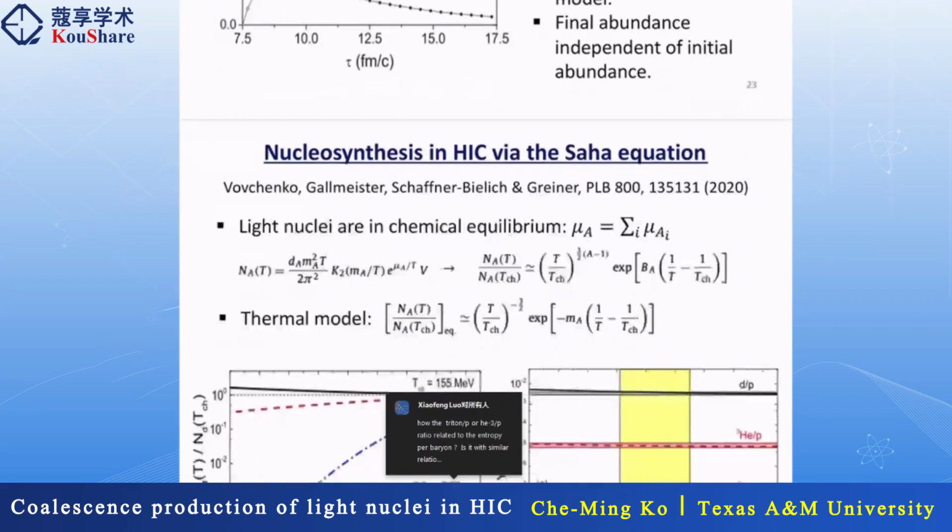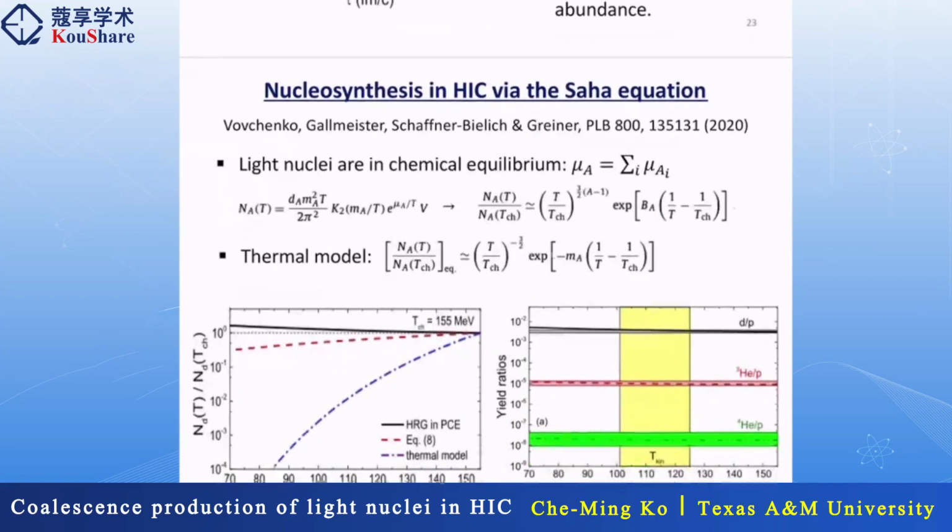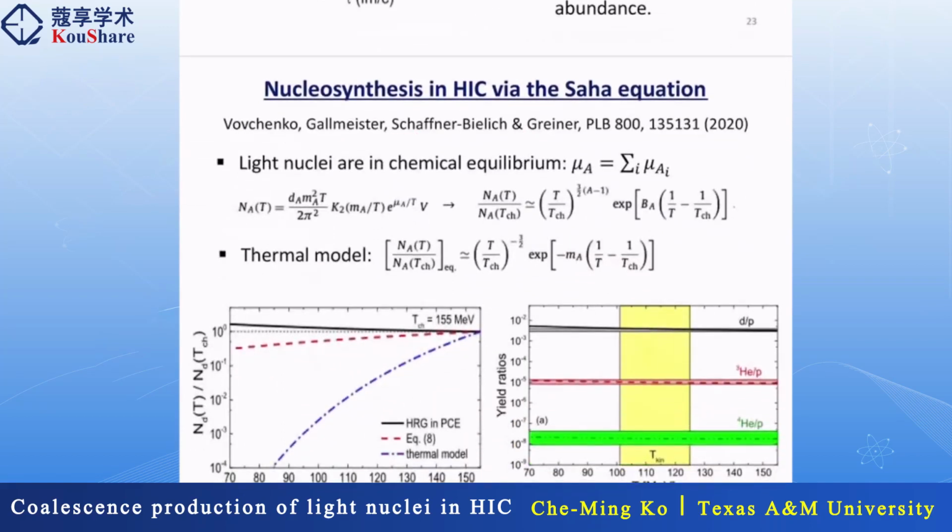And of course, there's another approach by Carsten Greiner and his collaborator using the so-called Saha equation in nucleosynthesis. The idea is very simple. You assume you are in chemical equilibrium at all times during the hadron evolution. Therefore, you impose the chemical equilibrium condition: the deuteron chemical potential equals the proton chemical potential plus the neutron chemical potential. The triton chemical potential equals the proton chemical potential plus twice the neutron chemical potential.